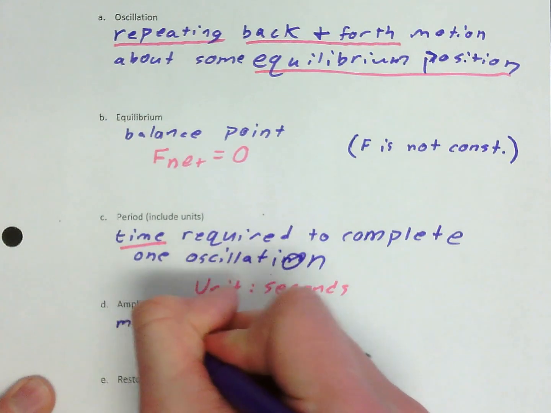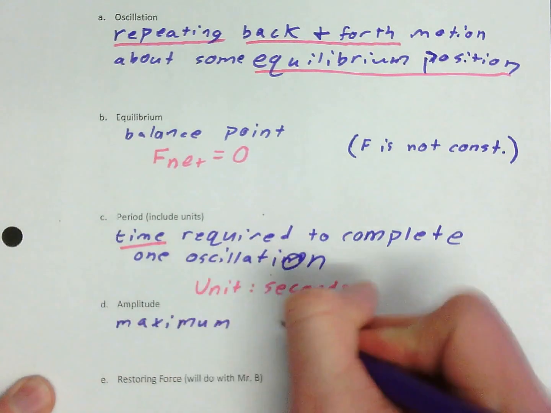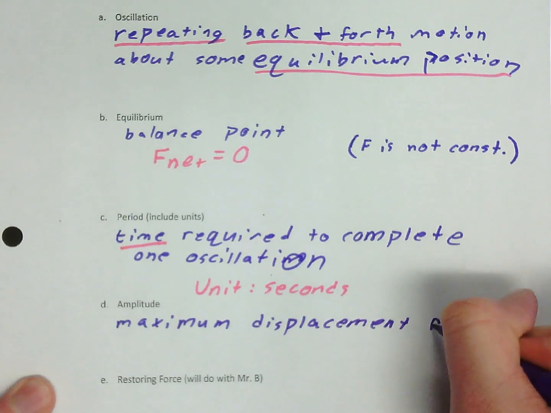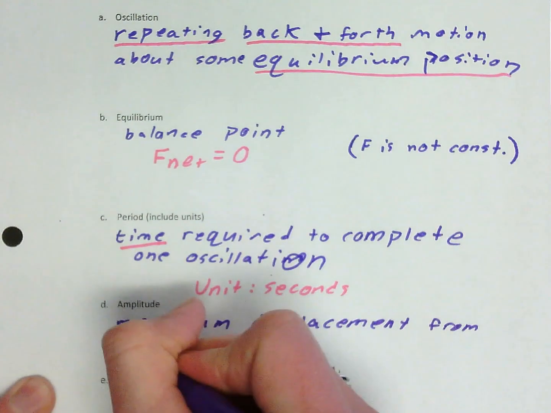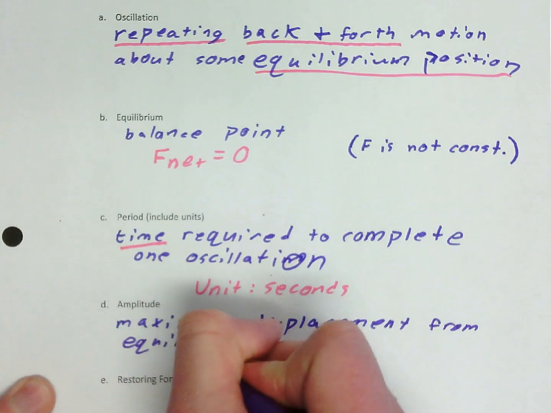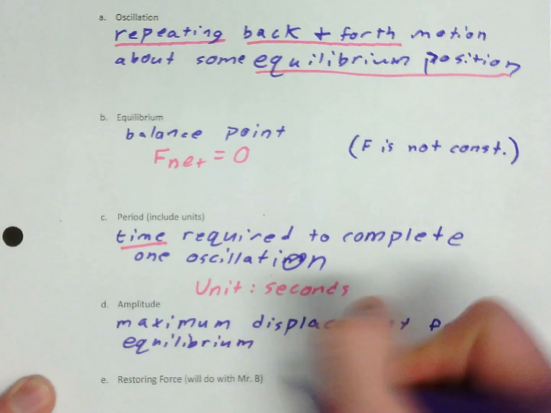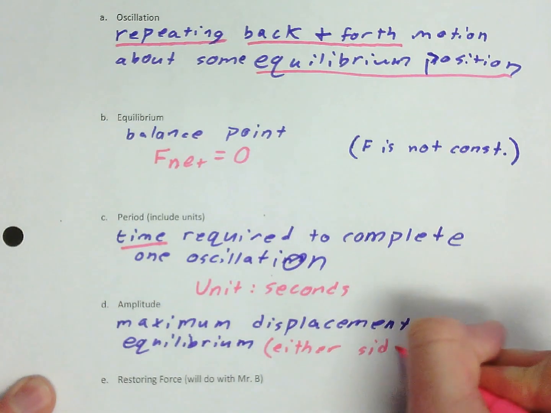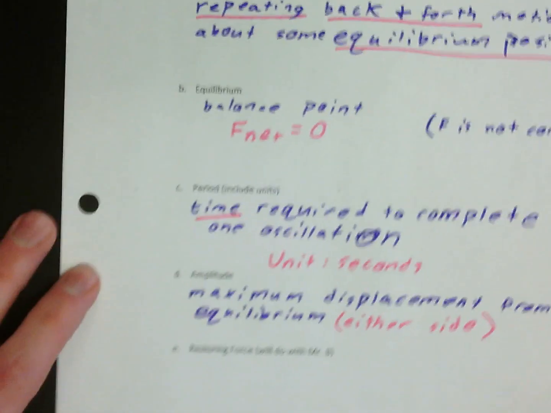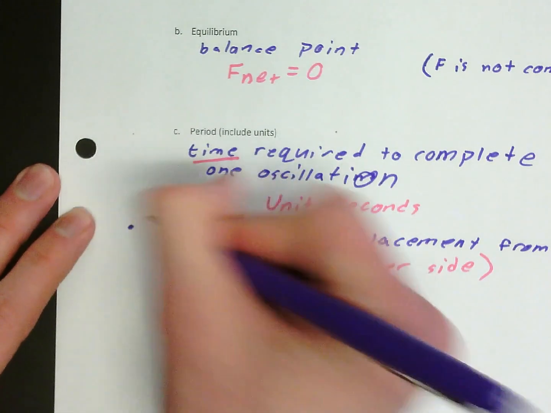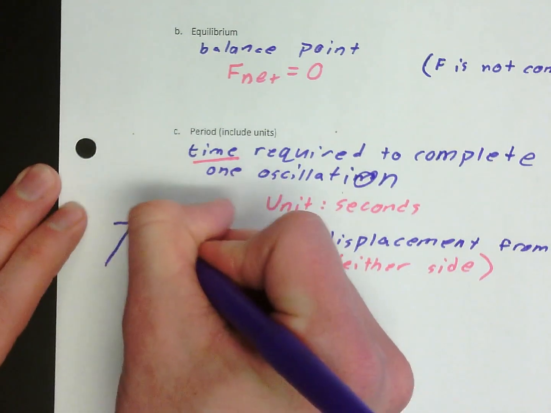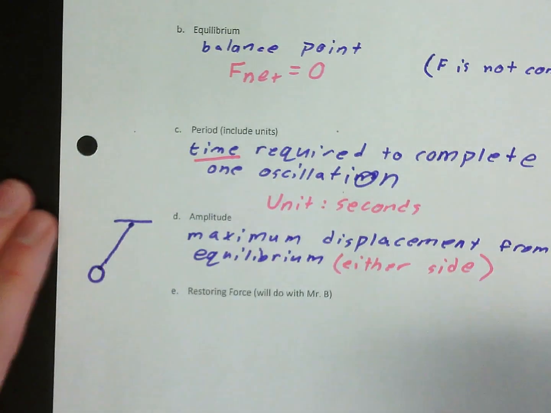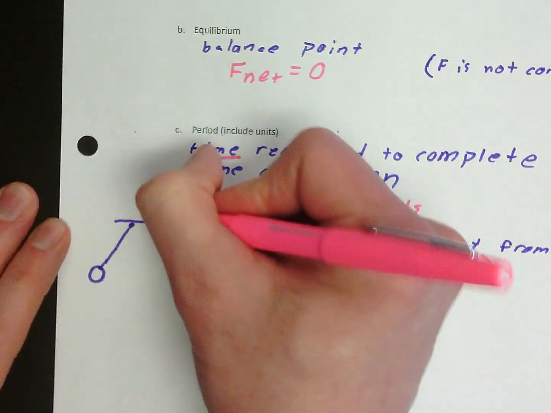Good. So it's the maximum displacement from equilibrium, and again, as she mentioned, it's either side of equilibrium. So, if you think about a pendulum, okay, here's my pendulum attached to some ceiling or whatever. Here's the bottom of the pendulum, it's called the pendulum bob, believe it or not, and here's equilibrium, so the balance point.